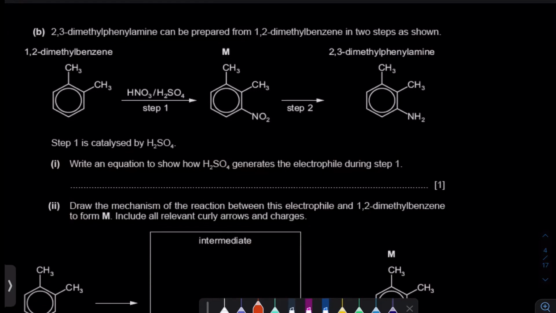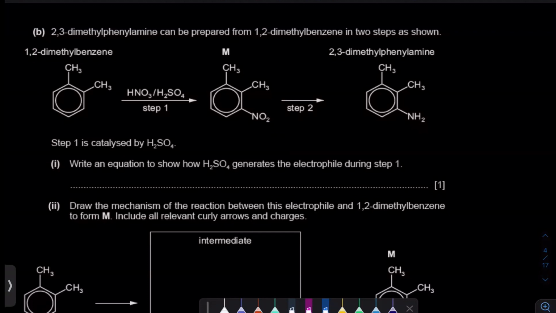2,3-dimethyl-phenylamine can be prepared from 1,2-dimethyl-benzene in 2 steps. ठीक है, सबसे पहले उसने नाइट्रो ग्रुप यहाँ पे अटैक करवाया उसका, तो सब्स्टिट्यूशन हुई है, इलेक्ट्रोफिलिक सब्स्टिट्यूशन, एंड देन उसने उसको रिड्यूस करके एमाइन ग्रुप बना दिया.